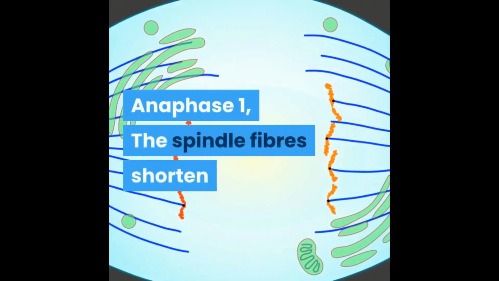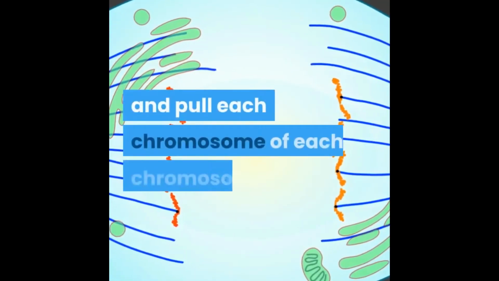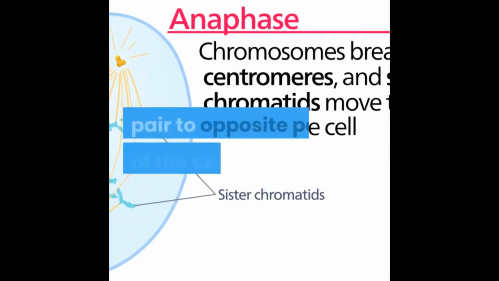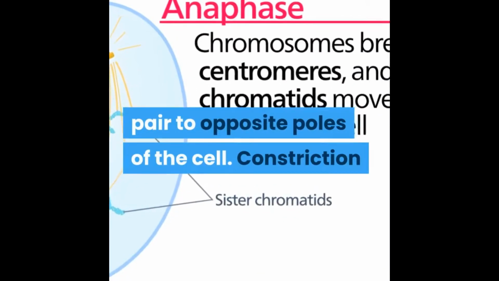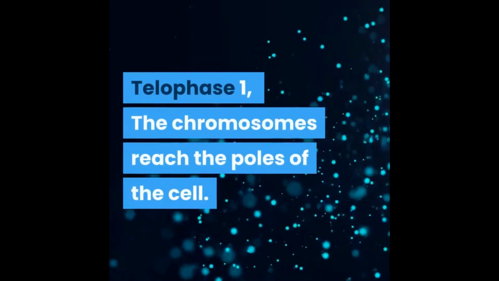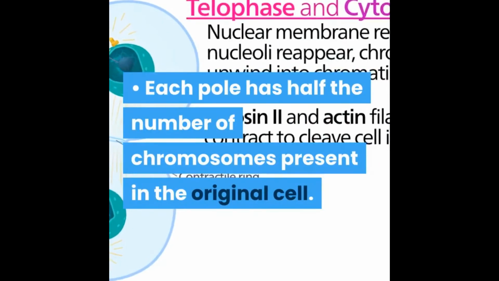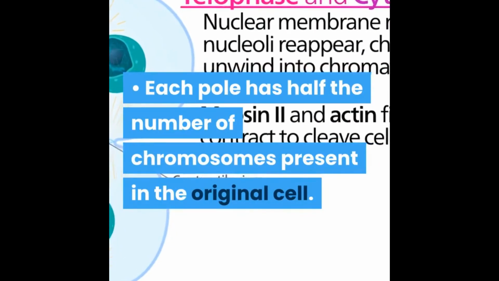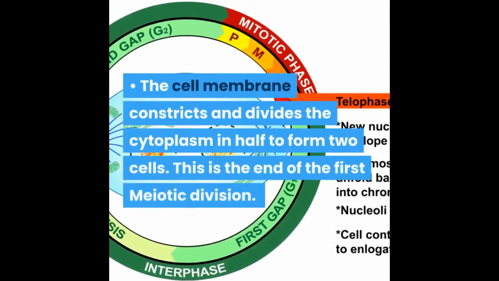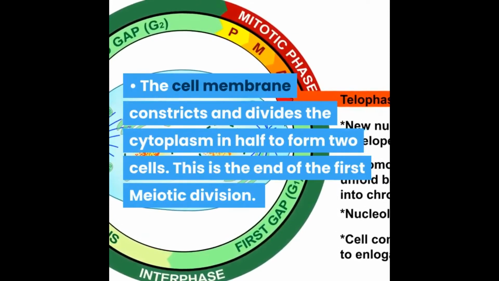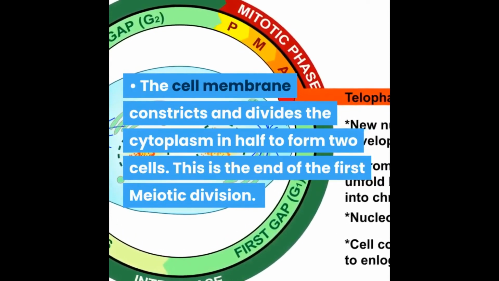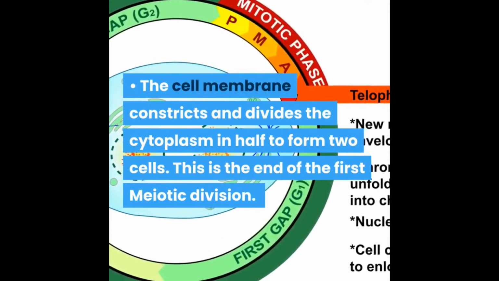Anaphase 1: the spindle fibers shorten and pull each chromosome of each chromosome pair to opposite poles of the cell. Telophase 1: the chromosomes reach the poles of the cell. Each pole has half the number of chromosomes present in the original cell. The cell membrane constricts and divides the cytoplasm in half to form two cells. This is the end of the first meiotic division.